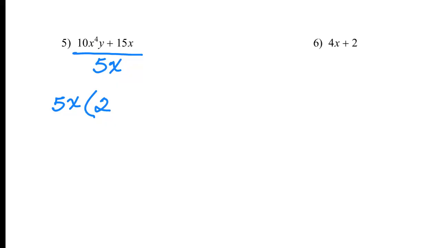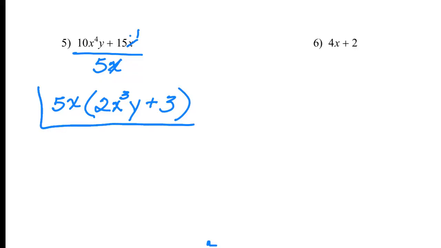London, do you know? I have 4 x's. I divide 1 away. What would I have left? X to the third. And I have a y, because we're not taking that y out, plus, what's 15 divided by 5? 3. And x divided by x simplifies to be times 1. So that is your factorization.